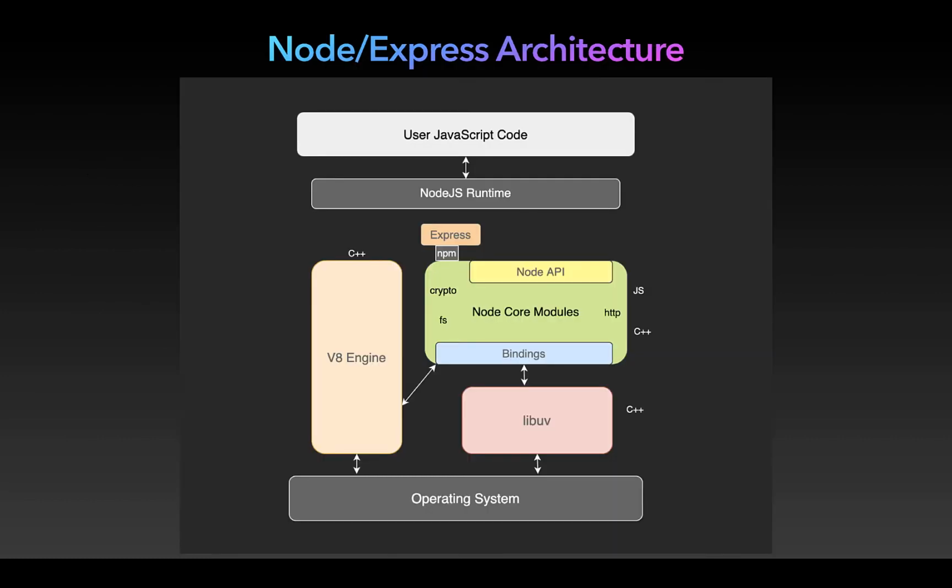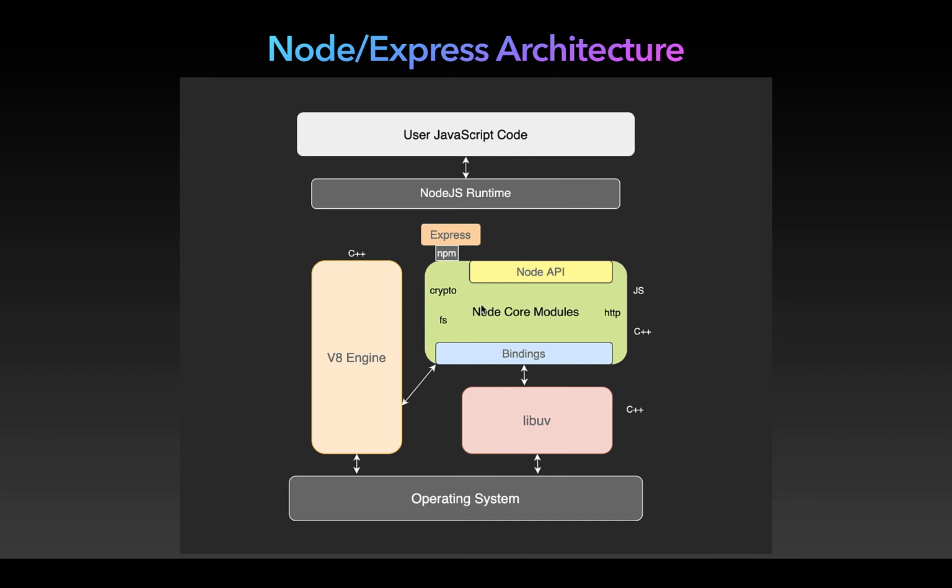Node Express architecture. So this is where the user's JavaScript code is written and it's fed to the Node.js runtime. So what's inside the Node.js runtime? It has three important pieces. The first one is Chrome's V8 engine, which is Google's JavaScript engine used for the Chrome browser. It's written mostly in C++ and a little bit of JavaScript. What it does is it takes our JavaScript code and converts it into machine code to be run in the operating system.